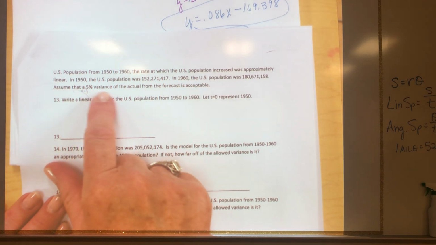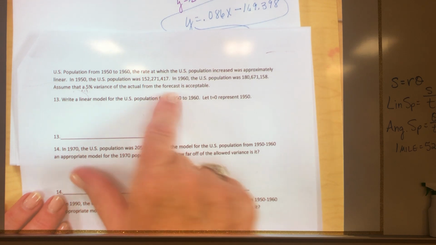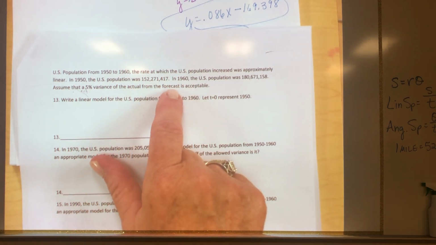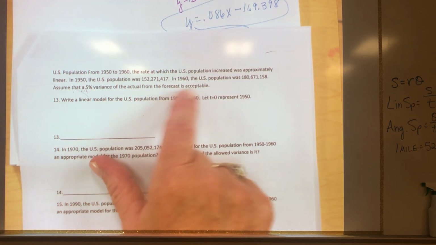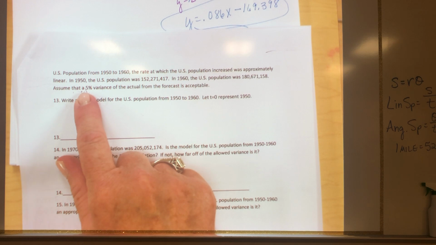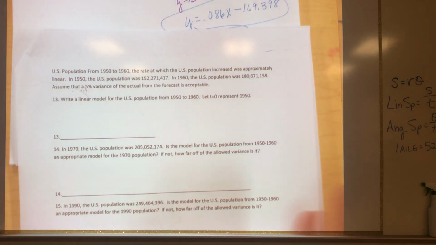Look what they're going to say. Assume that a 5% variance of the actual from the forecast. The actual is what it was. The forecast is what I predict it to be, is acceptable. So I can be off 5% and I'm still okay. But if I'm more than 5%, is it a good prediction? No, it's not. That's what they're saying. I can vary 5%, but if I'm outside that 5% variance, then it's not acceptable.